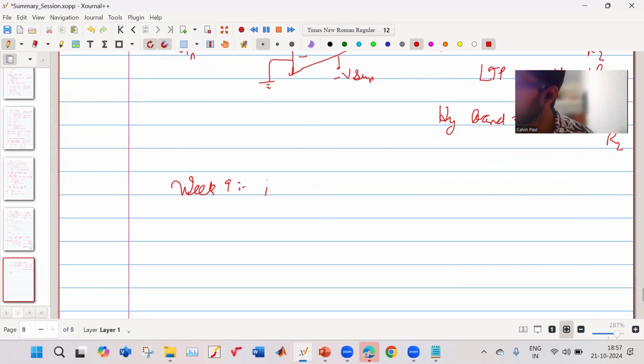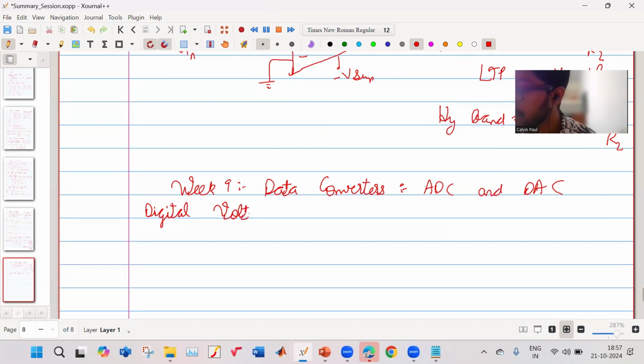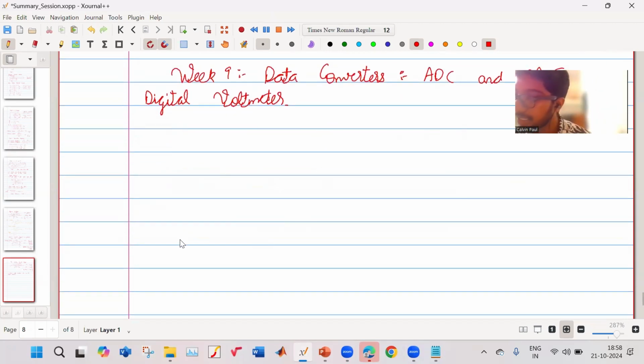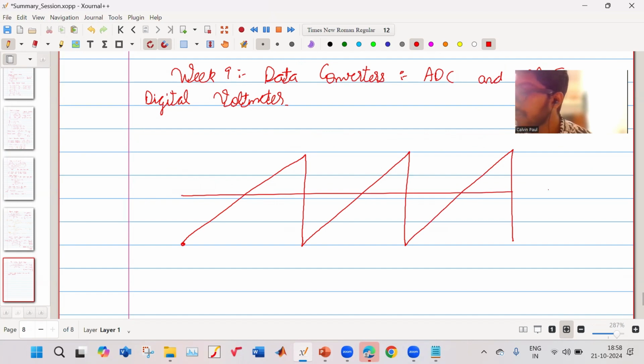Week 9 is related to what I like to call data converters, which is ADC and DAC. Also, the sir has taught digital voltmeter. So what happens is, let us say you have a ramp which is going like this. And it goes like this, like this, like this. And you have some voltage which you want to measure. Okay.